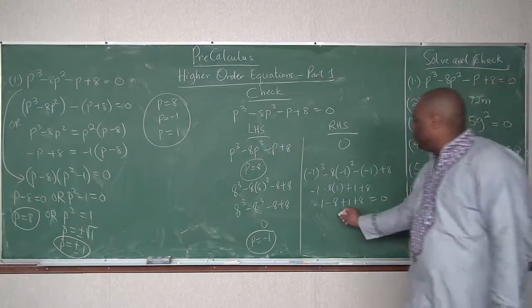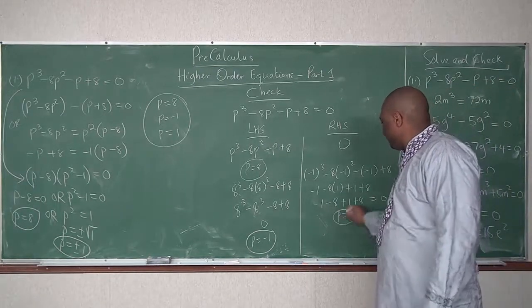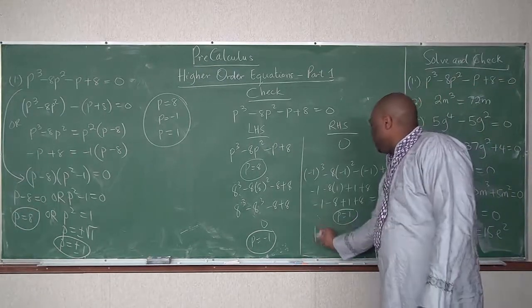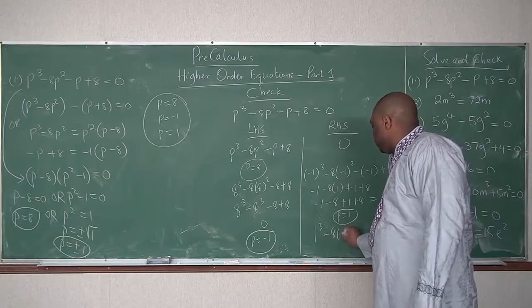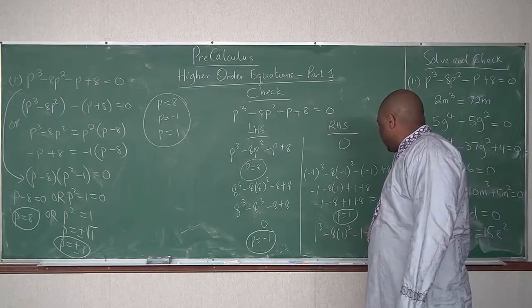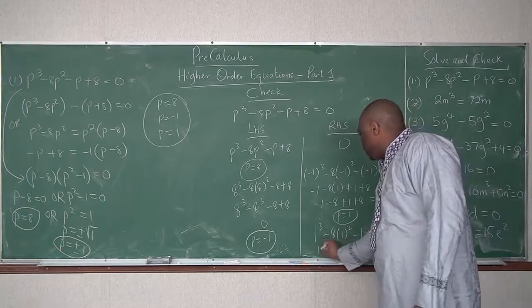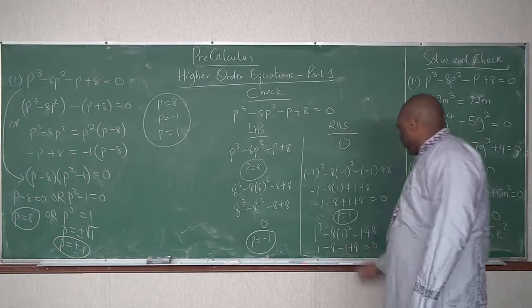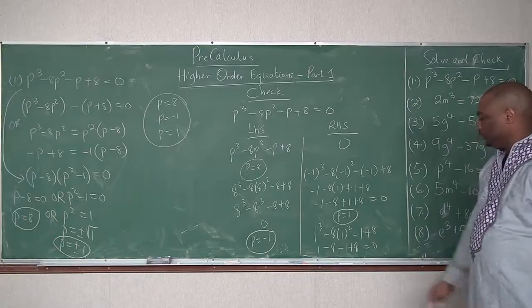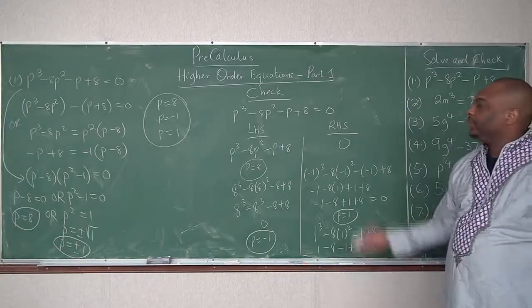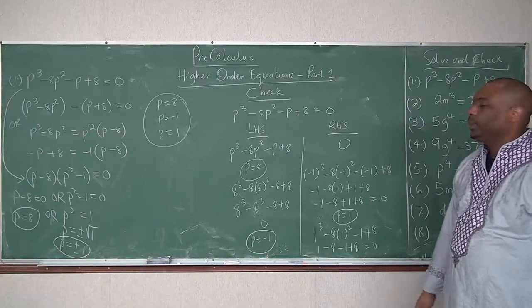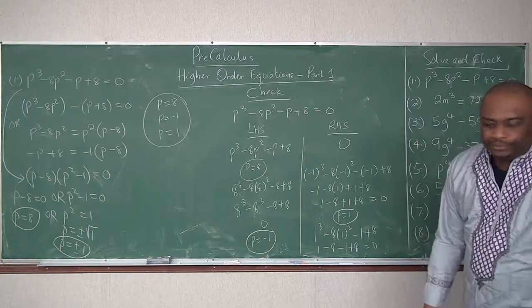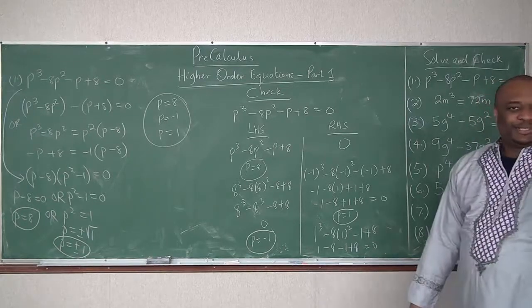Then you also check for p equal to 1. So that will be 1 cubed minus 8 times 1 squared minus 1 plus 8. And that is 1 minus 8 minus 1 plus 8. That gives you 0 too. So it works for the 3 of them. Do you understand it? Let's do question 2.